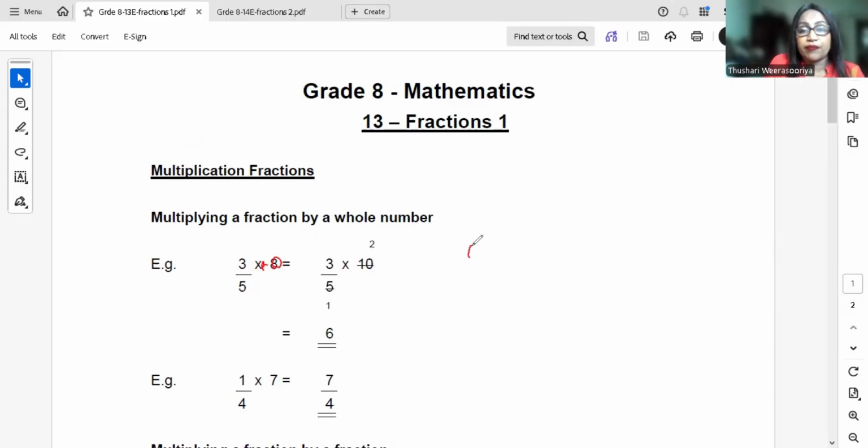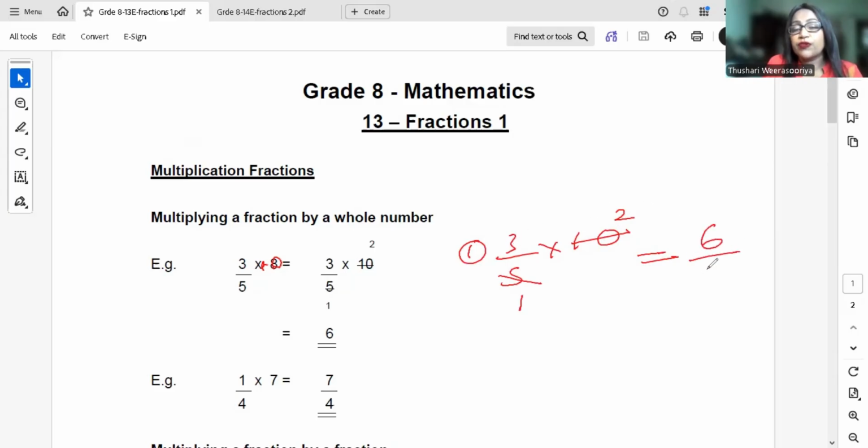Look at the first example. 3 over 5 into 10. You can cancel 5 times 1, 5 times 2. Then you write the remaining parts. Multiply. 3 into 2, 6. Bottom you get 1. Normally you don't write 1. The final answer is 6.